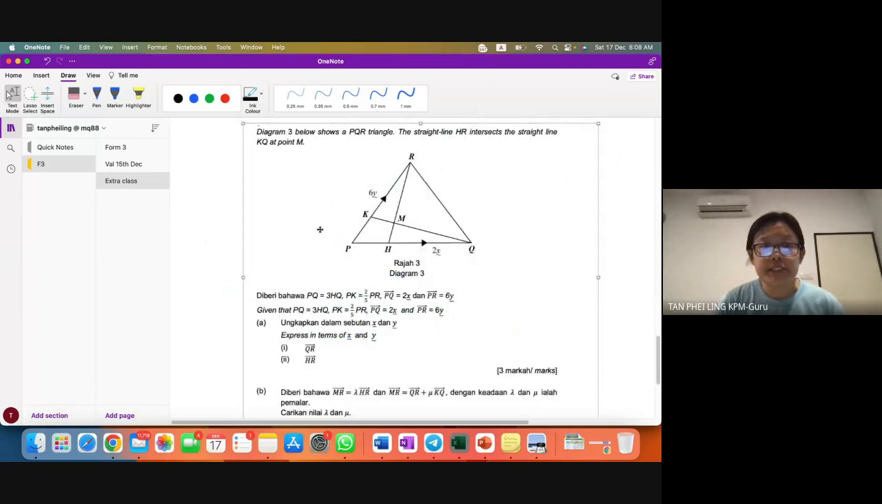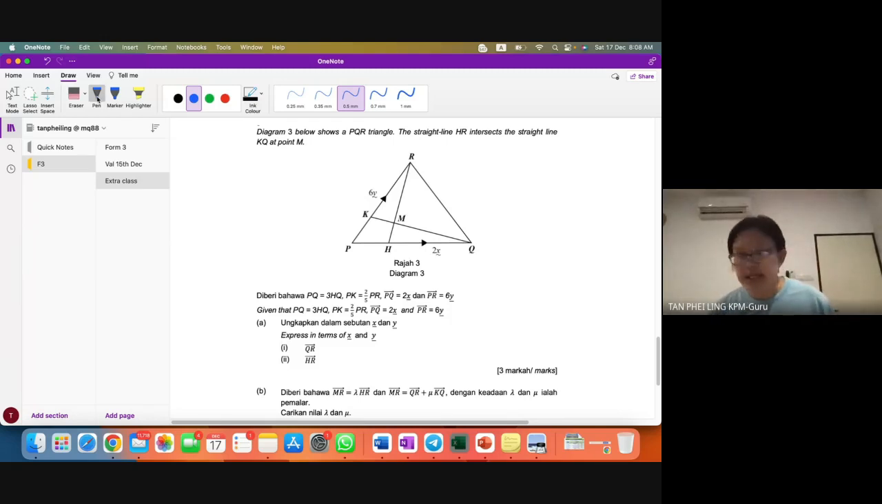So these are considered relatively easy questions, and these are also the trend of SPM. So I'll be glad if you can try to understand fully. All right, let's solve this together. This one is regarding form 4 as well, because it's vector. So let's see here. You have diagram 3 shows a PQR triangle. The straight line HR intersects the straight line KQ at point M.